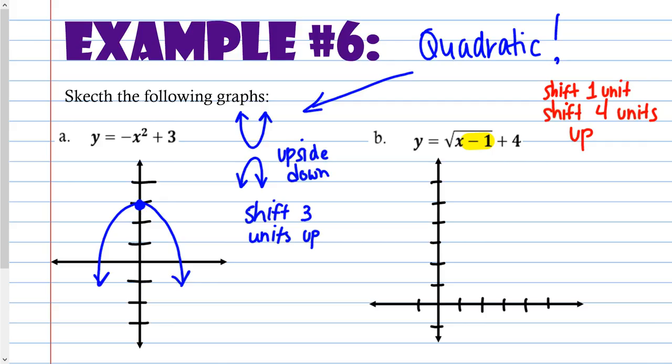Okay, but which way? It's a -1. So yeah, I'm going to shift it 1 unit to the right. Alright, so then this is a square root function, and the best way to start is just to draw a sketch of the parent function.